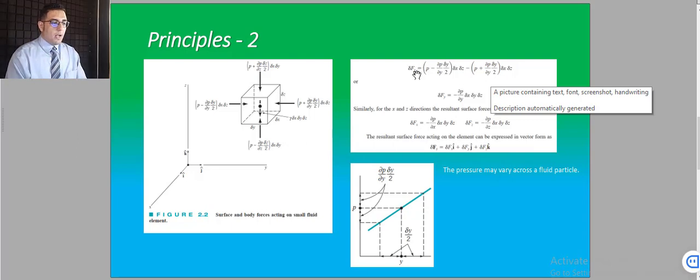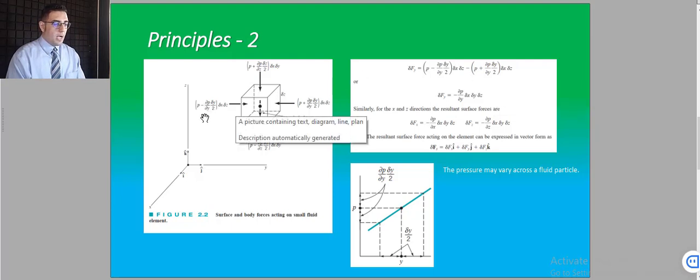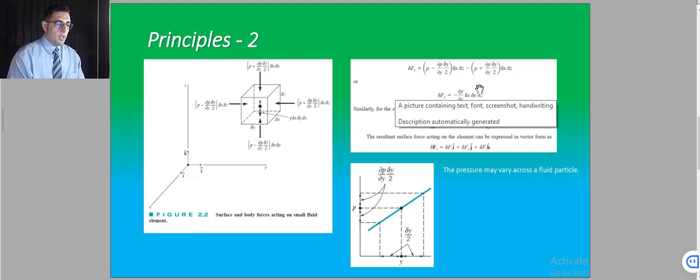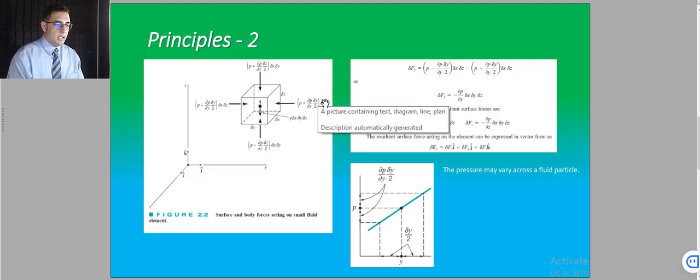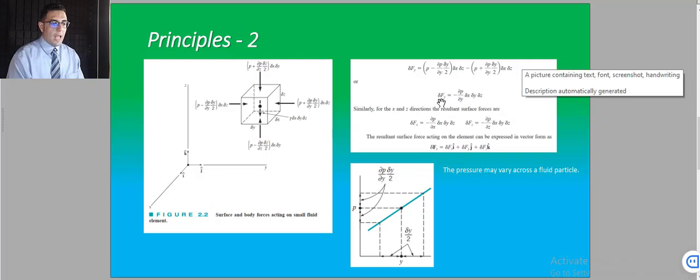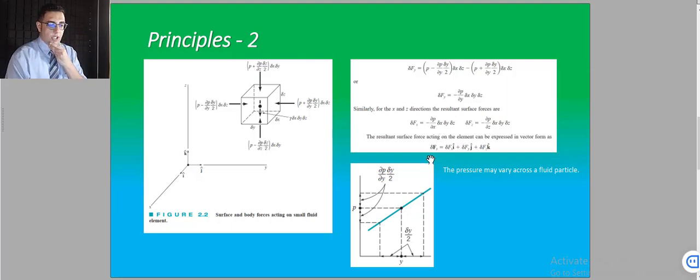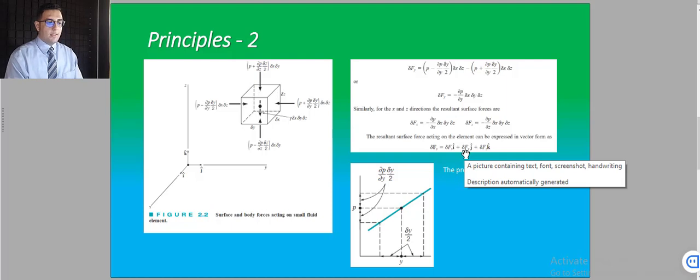So, applying Newton's second law, we have this equation, because P minus delta P over delta y over 2 multiplied by delta x delta z is here, when subtracted by this equation. Doing the calculation, we have this equation, which is minus delta P over delta y, delta x, delta y, delta z. It is similar for other directions. And at the end, we have a derivation equation of force, which is delta F is equal to delta Fx i plus delta Fy j plus delta Fz k.